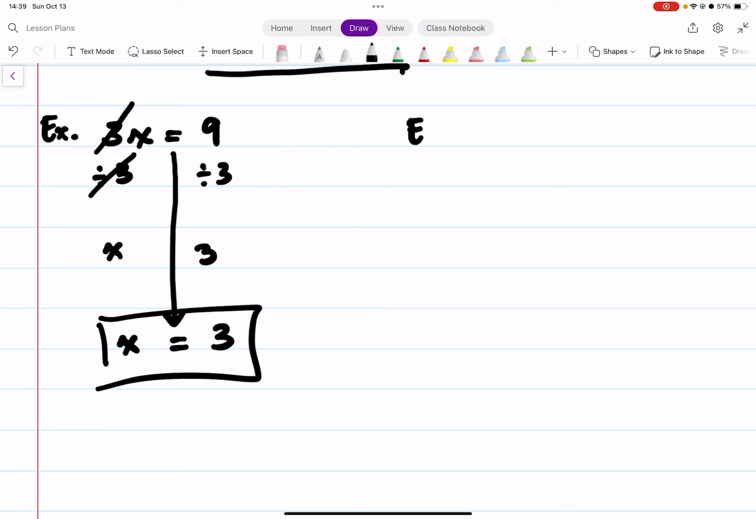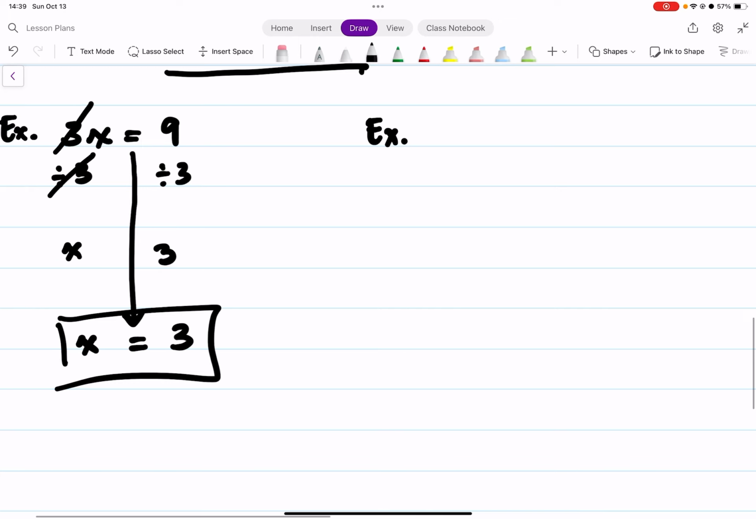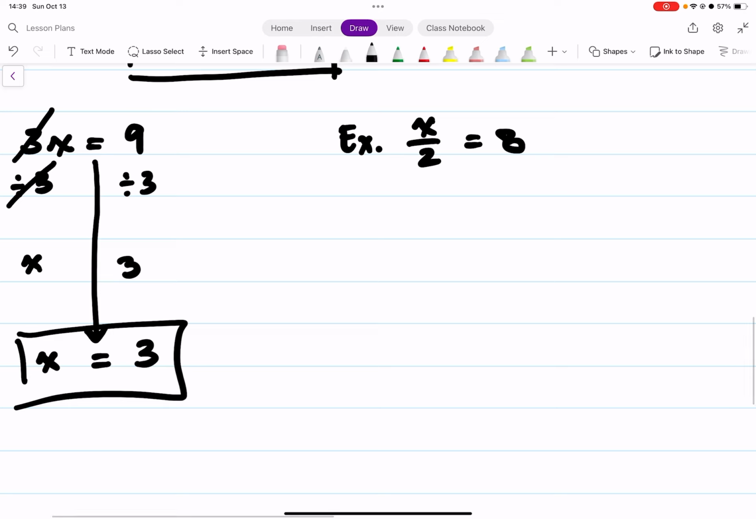Now let's try to go the other way. So now what we're going to do instead is let's have x over 2 is equal to 8. All right, what do I do? If you'd like to pause to try to answer this, you could go ahead and do it. And you could just hit play when you're ready.